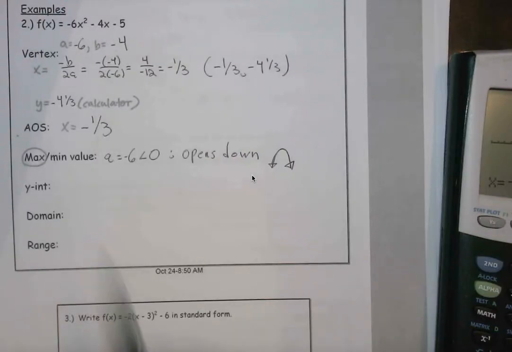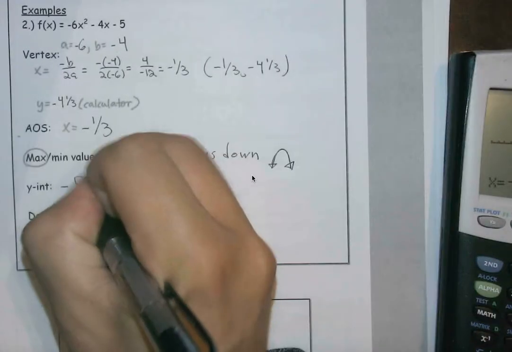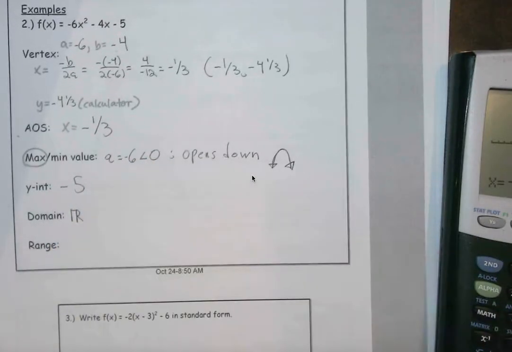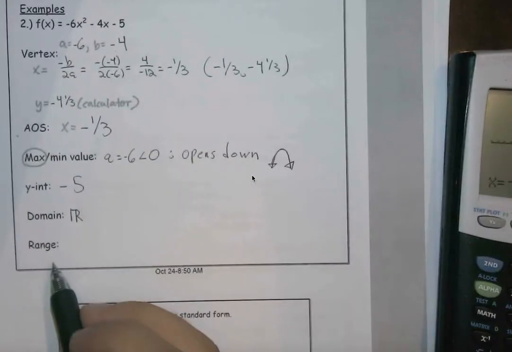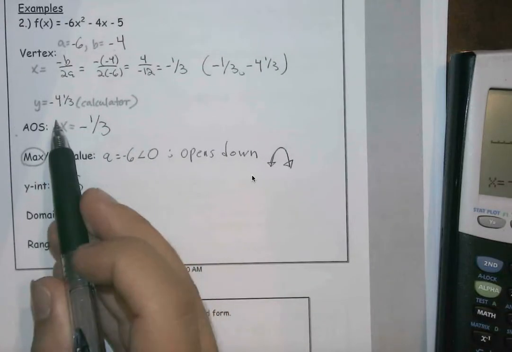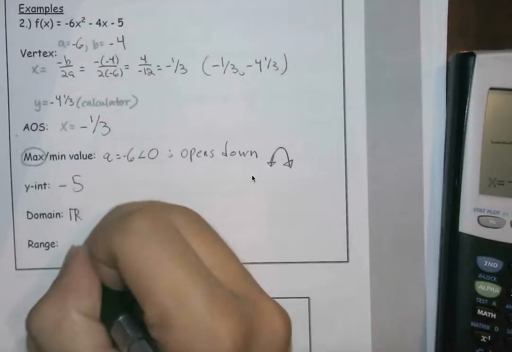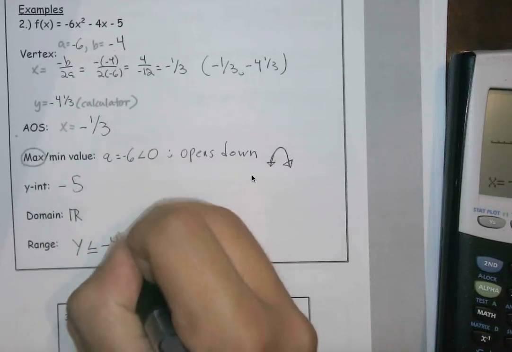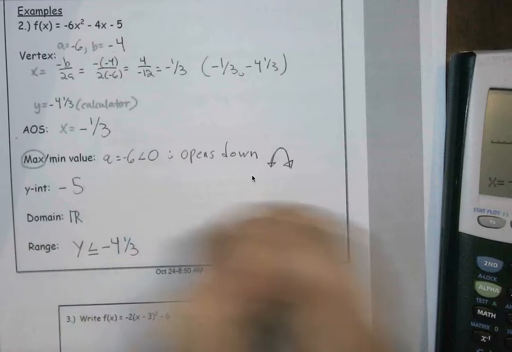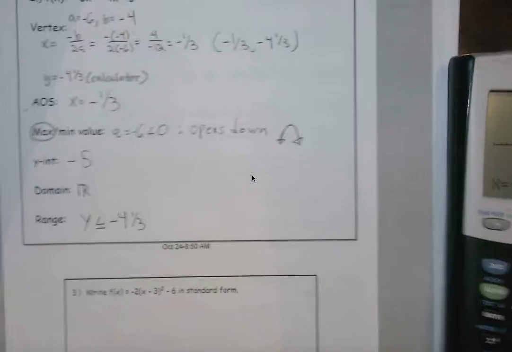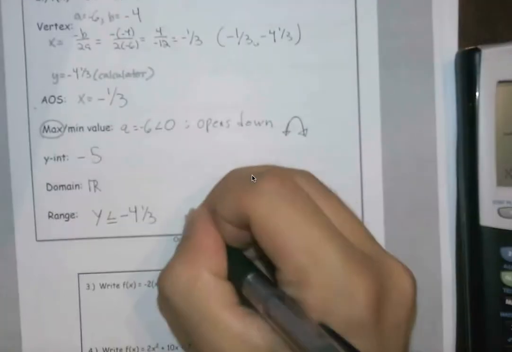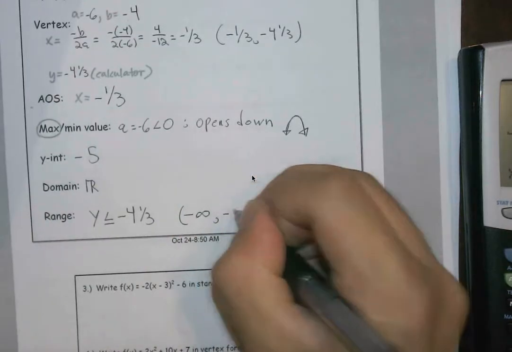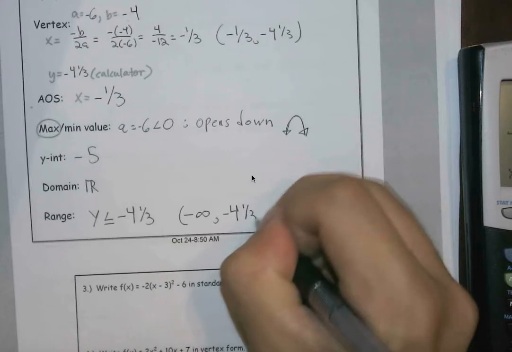For y-intercept, the last number is -5. For this domain, all real. For the range, all the y values that are less than -4 1/3. So y values less than or equal to -4 1/3. If you're using bracket notation, you could say it's all the numbers from -infinity to -4 1/3.